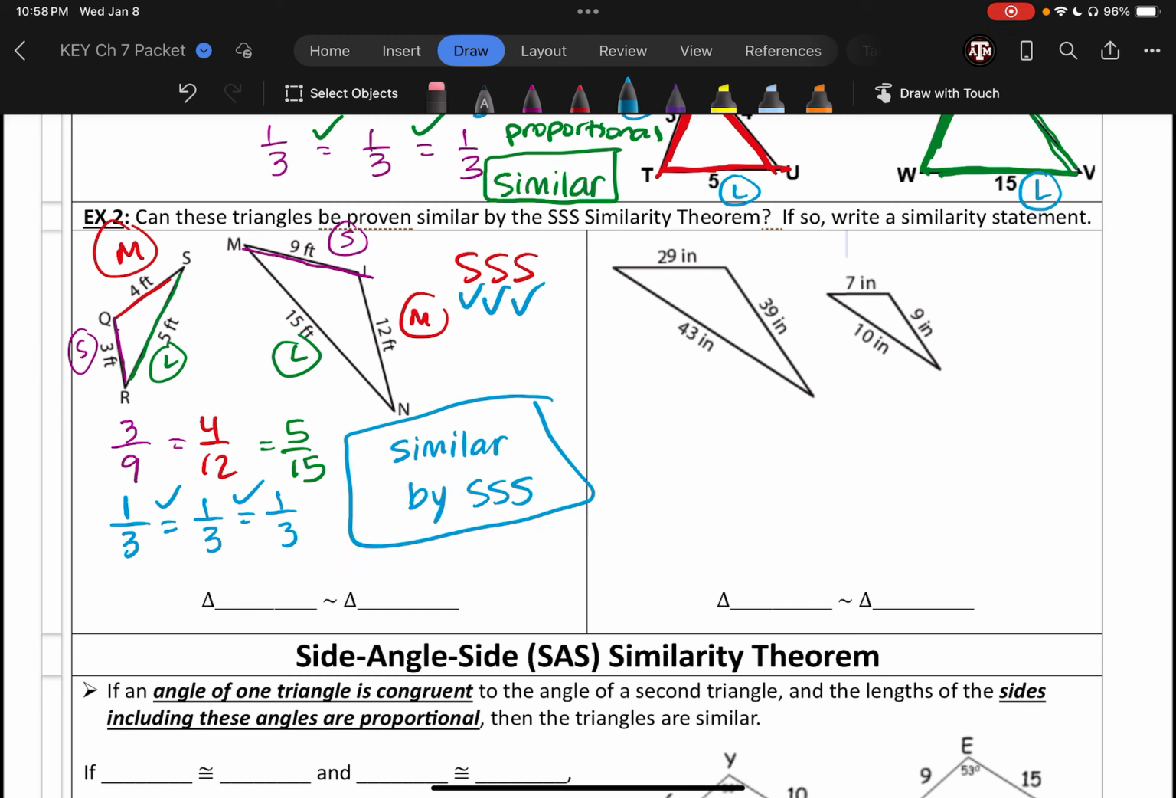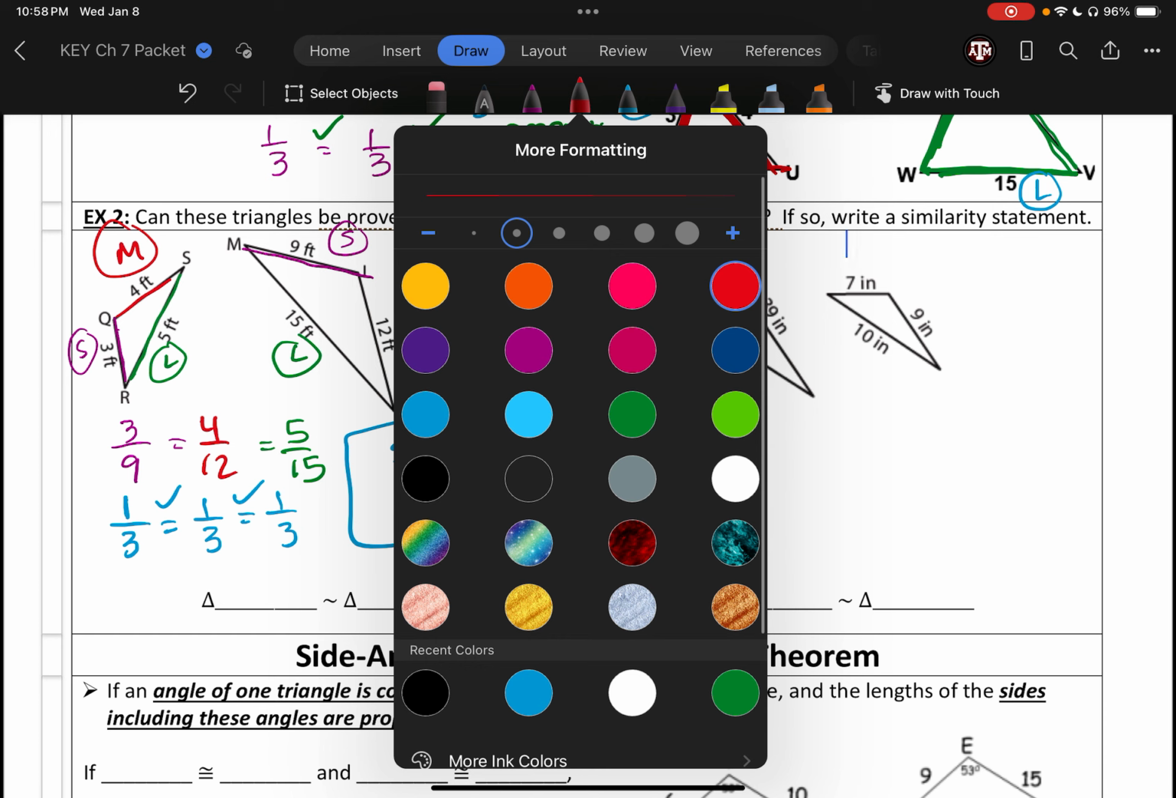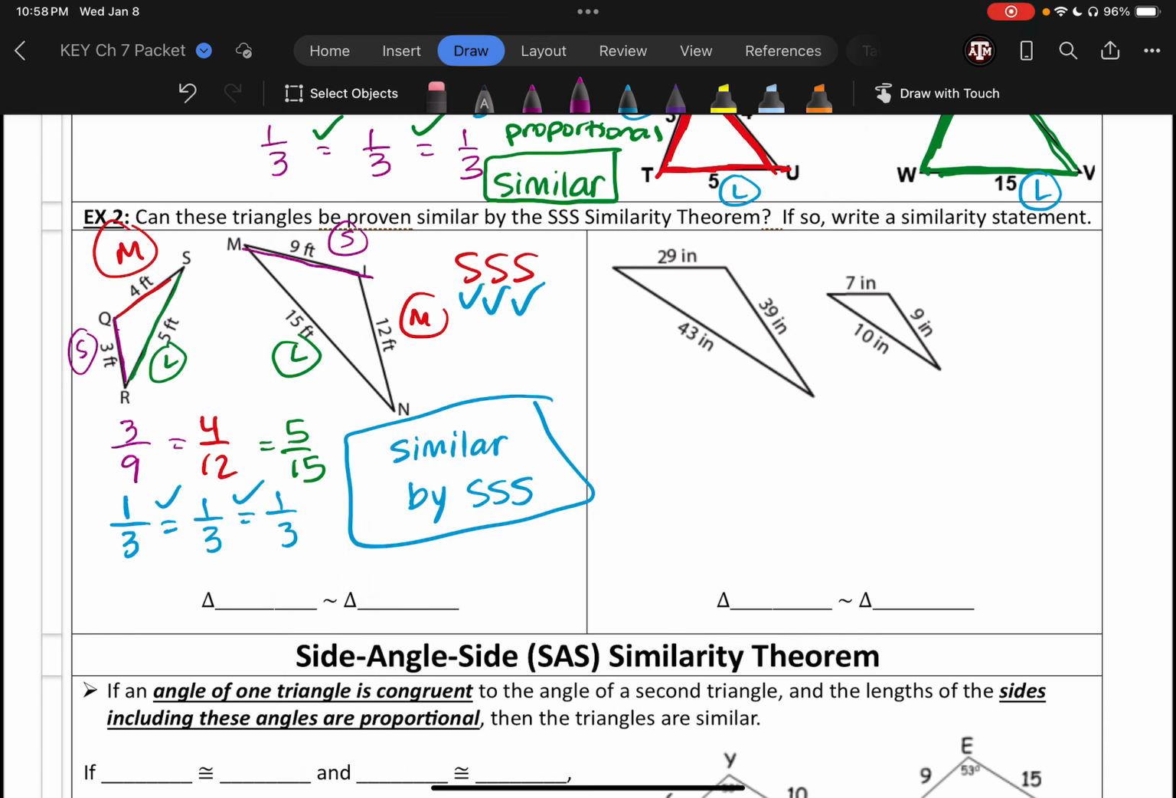Now to write our similarity statement, here's where you're going to want to be careful. Just slow down a little bit. If I have the freedom to choose how to start writing this, I'm going to start with the letters QRS. So pay attention to where Q is located. Q connects what two colors? Q connects purple with red.